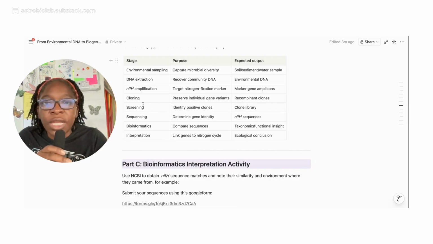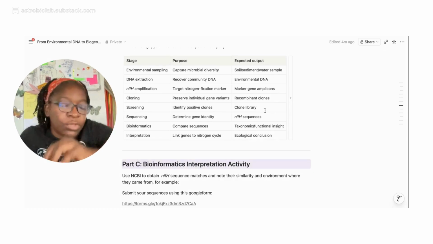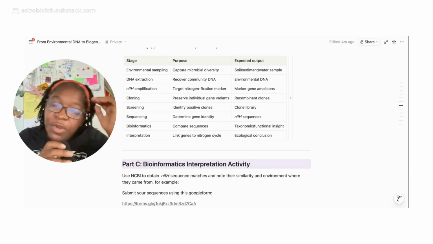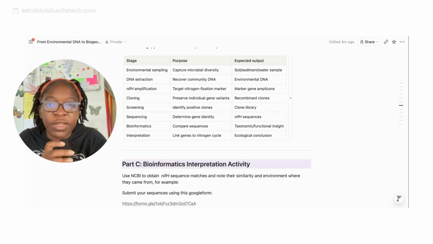I could go on. If you're looking at the cloning stage, why are you doing a cloning? You're trying to preserve individual gene variants that you find from the environment. And what you're going to get is clones. So when we talk about clones in this exercise, this is what comes out of this. When you get this PCR product and you actually put it into a plasmid, that is a recombinant clone. Then in the screening phase, why are you doing this? You're trying to identify positive clones. And what you're going to get out of this is a clone library. So it's going to be a library of all the clones that are positive.